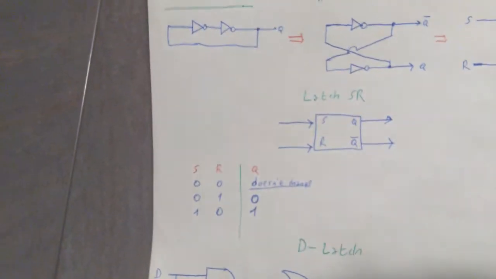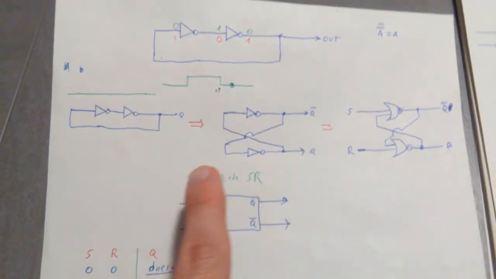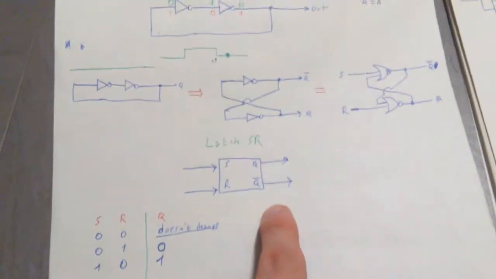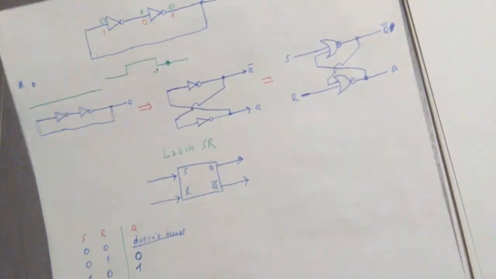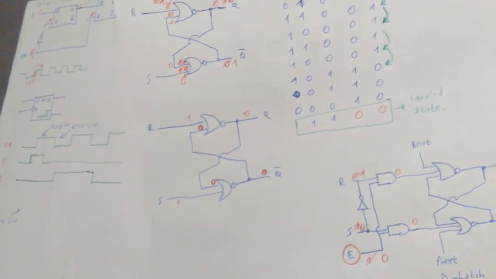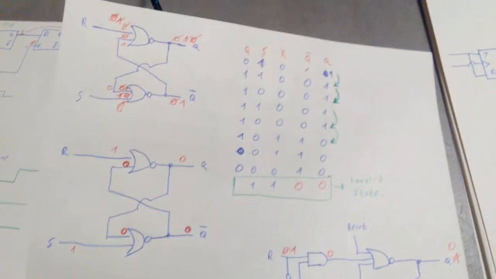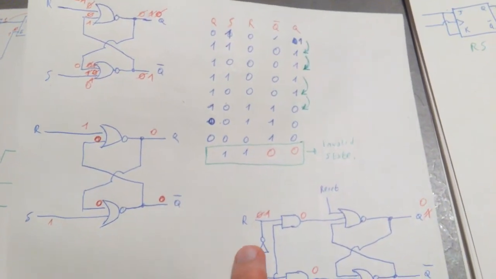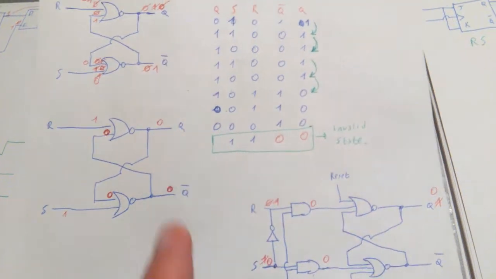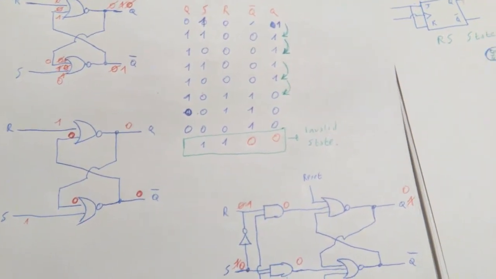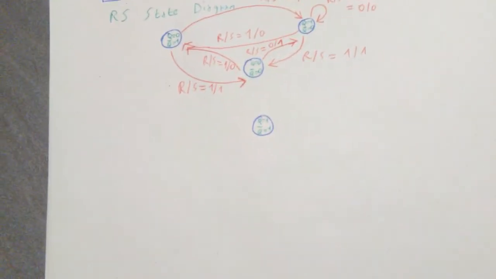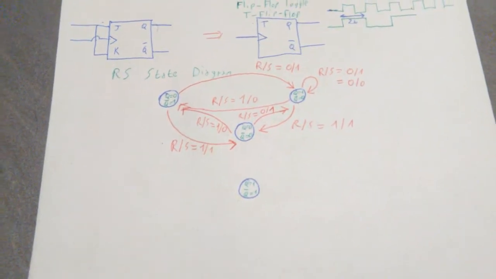And this is pretty much what I've been talking about with the RS latch. Where do I have it? Do I have it here perhaps? Yeah, this is the RS latch. So this is basically how you get to the invalid state in which both are 0. So this is the state diagram for an RS latch.